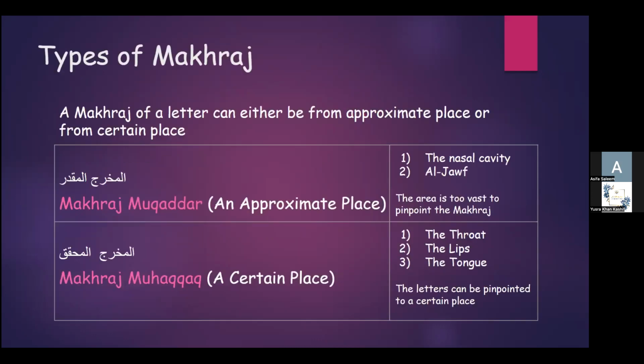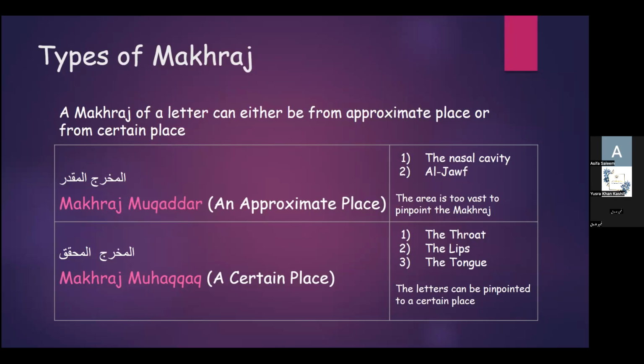We have the makharij divided into 2 types. For example, a makhraj can be an approximate place, or it can be a certain place. So the names given for these 2 types of makharij are makhraj al-muqaddar and makhraj al-muhaqqaq.